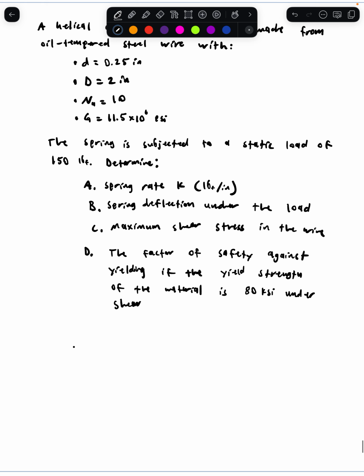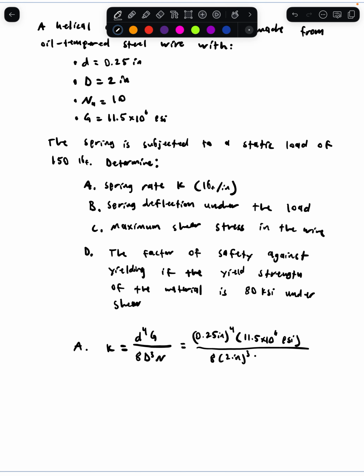Okay, so for A, we have our equation, which is the spring constant for helical compression springs equals little d to the 4 times G divided by 8 times big D cubed times N. So it's going to be 0.25 inches to the 4th times 11.5 times 10 to the 6th PSI divided by 8 times 2 inches cubed times 10.